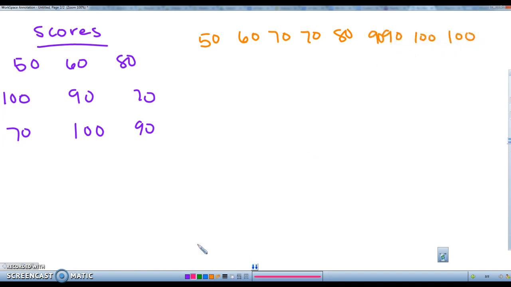And I'm going to go ahead and find my median. So I'm going to go in from both sides. So there's 9 numbers, 4 on each side and 1 in the middle. So my median is going to be 80. Then my lowest number, obviously over here, that's going to be my lower extreme. Sometimes we abbreviate it LE. And on the other side, we have my upper extreme.